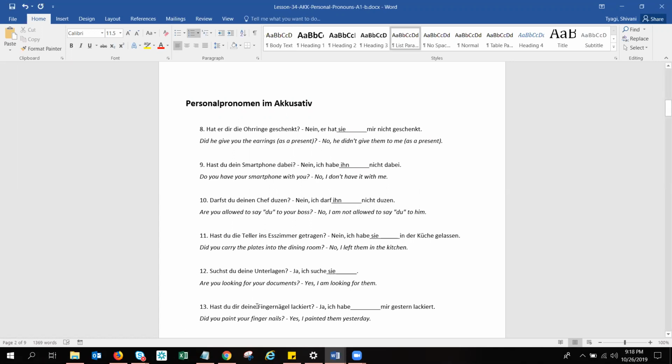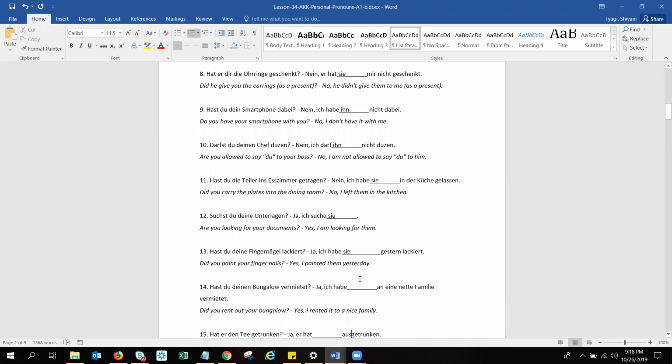Next, Pratibha. Hast du dir deine Fingernägel lackiert? Ja, ich habe sie mir gestern lackiert. I painted them yesterday. Finger is finger as in English, Nägel is nails, and lackiert is to paint, to polish. Gestern is yesterday. So what will be the pronoun? Sie, because it is plural, and for plural we write sie. Clear?